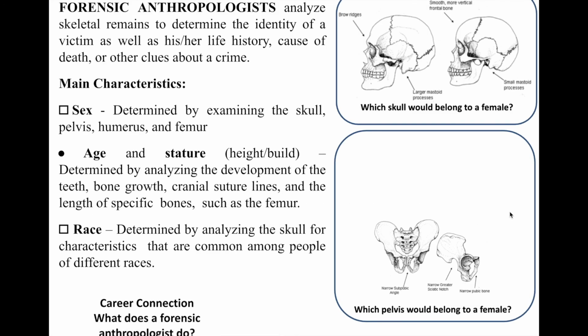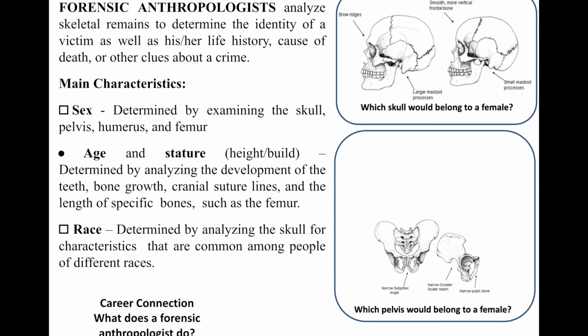So forensic anthropologists, their job is to analyze skeletal remains to determine the identity of a victim as well as his or her life history, cause of death, or other clues about a crime. So, main things that they're looking for when they're looking at bones is they can determine the sex of a person, male or female, usually determined by using the skull, the pelvis, the humerus, and or the femur. The femur gives you some information as well about the sex, oddly enough.